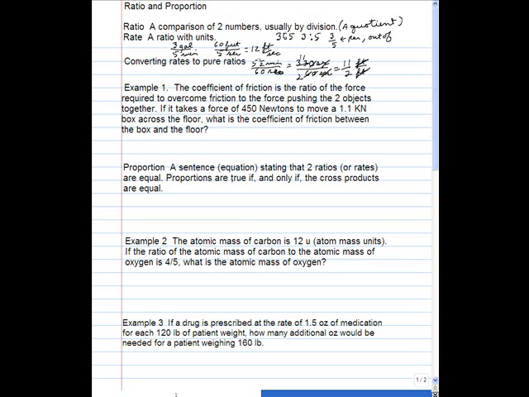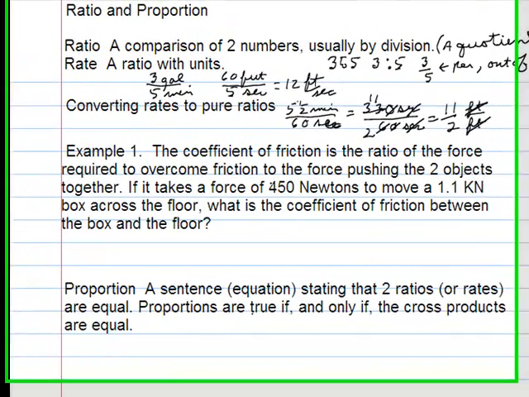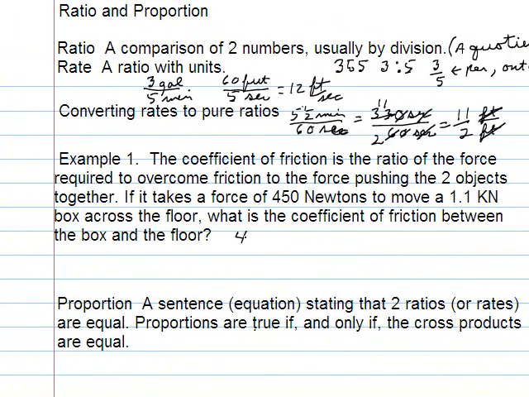Well, let's go back to the original setup. It said the coefficient of friction is the ratio of the force required to overcome friction. If I push on the box with less than 450 newtons, it doesn't move. It says here it takes a force of 450 to get that box to move. So the force required to overcome friction is 450 newtons.